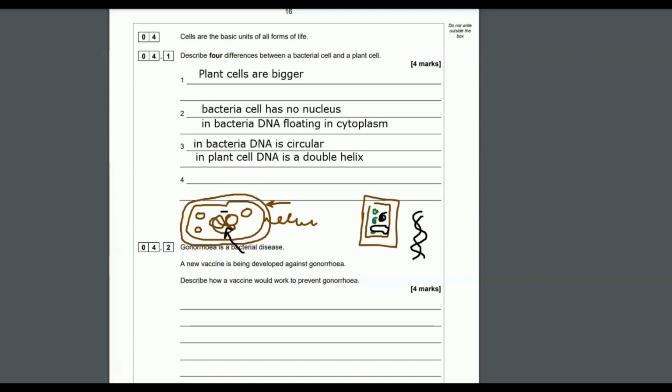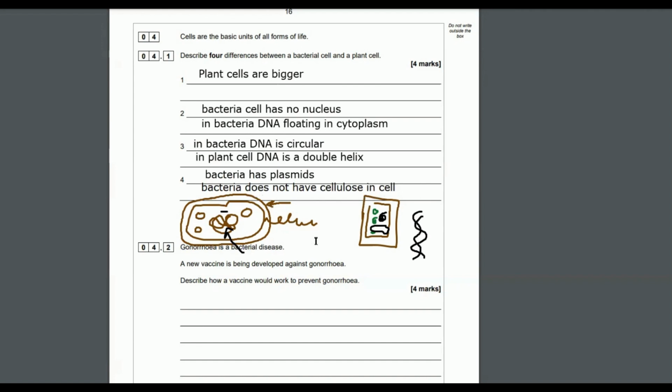And then, of course, bacteria has plasmids is another one. Plant cells don't have plasmids. The cell wall is different. They both have a cell wall, so that's a commonality, something that's the same. But a bacteria cell does not have cellulose in the cell wall. It's actually made of something called a glycoprotein, peptidoglycan.